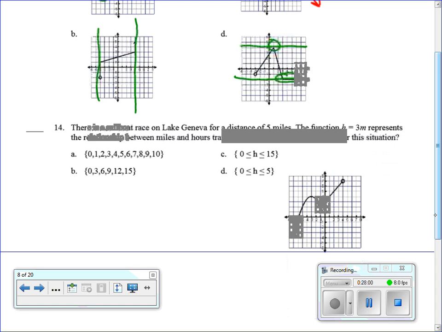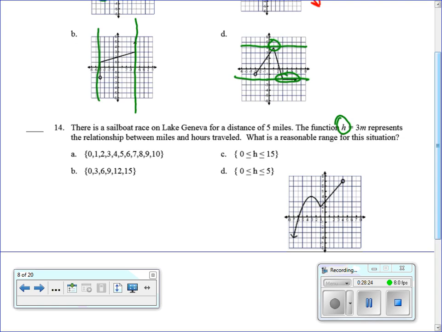When we look at 14, it says there is a sailboat race on Lake Geneva for a distance of 5 miles. The function h equals 3m represents the relationship between the miles and the hours traveled. What is a reasonable range for this situation? Well, our range is going to be the number of hours. We want a reasonable range.